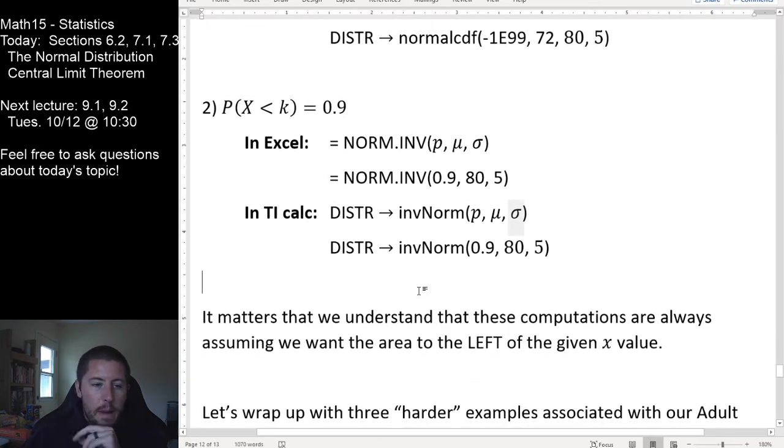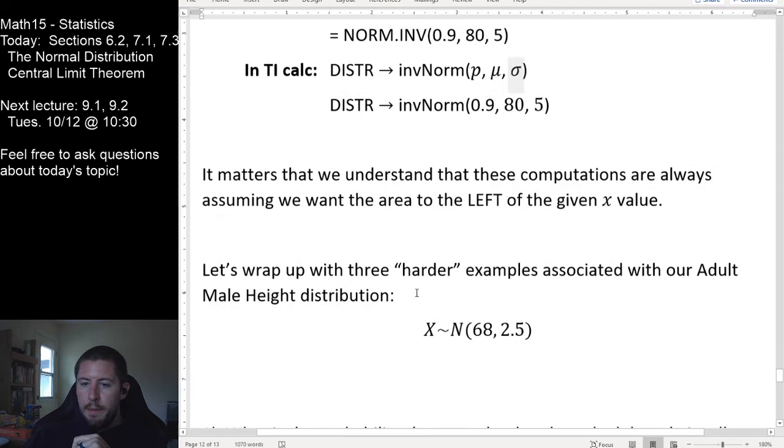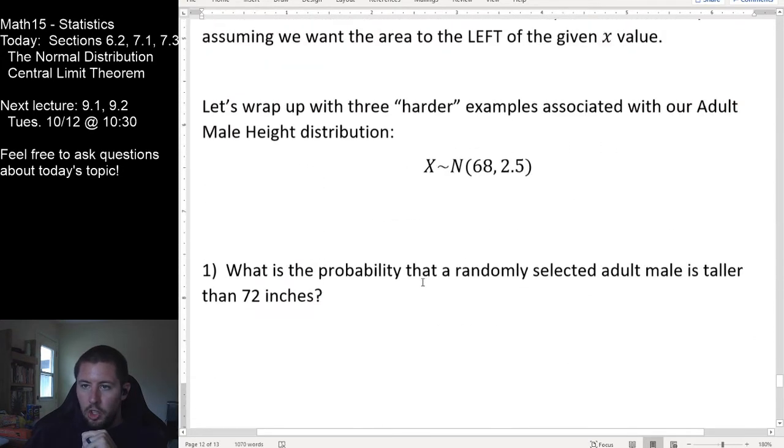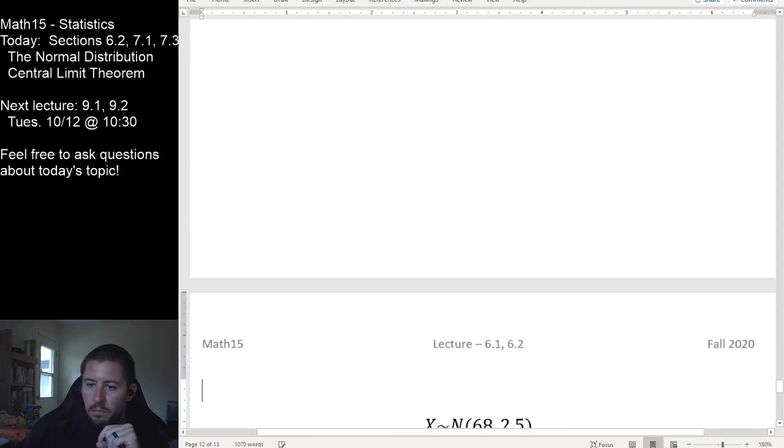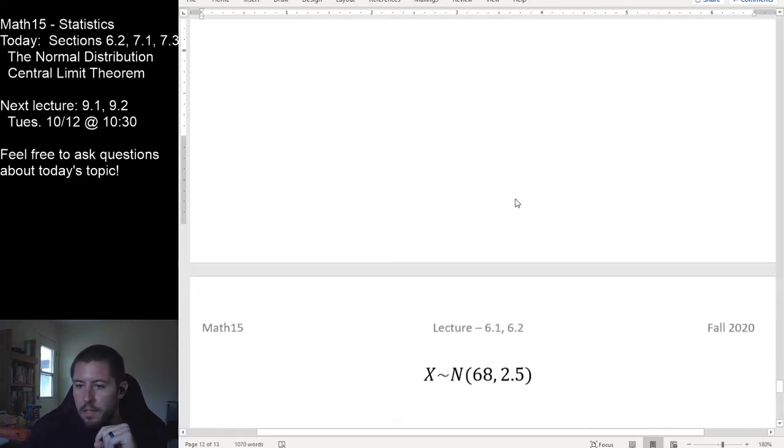So these were my sort of easy examples right here, because they worked with the defaults. We need to now be a little bit smarter to look at our harder examples right here. So let's do this here. Adult male height. Let's just give us a whole page for this one right here.